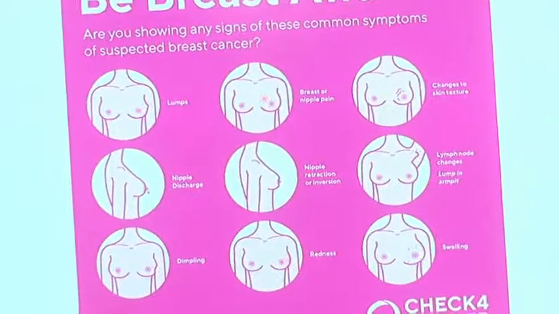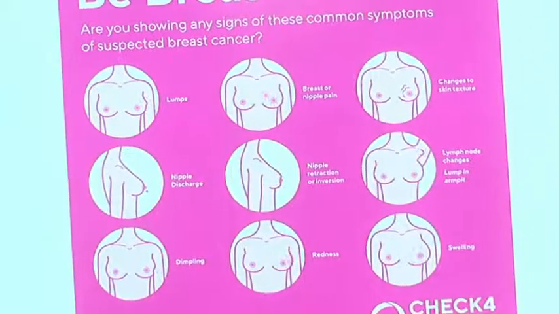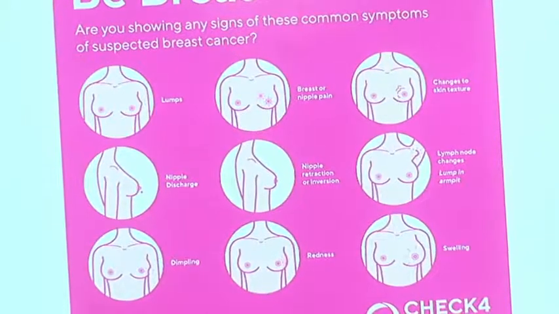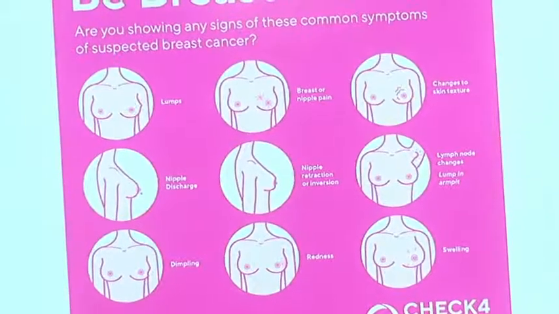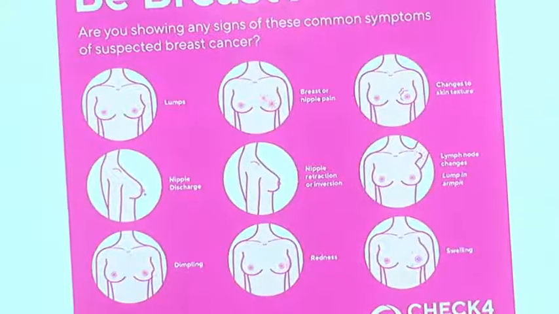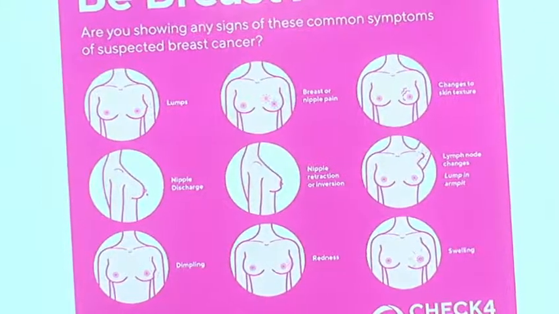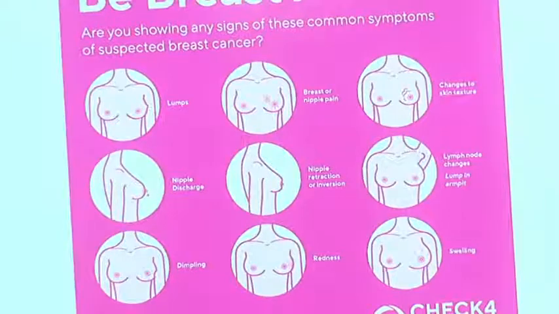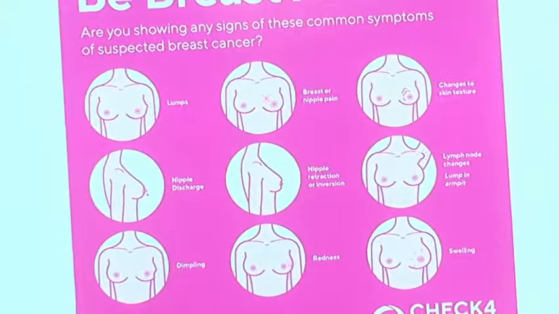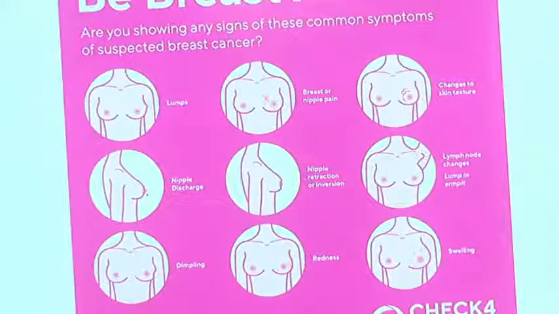The third one is nipple dimpling. I was talking about that part where it looks like an orange. The other one is breast pain. Can we repeat after me? Breast pain. The next one is nipple retraction, when your nipple is going inside. The other one is breast redness. And the other one again is swelling in the breast. Then changes in the skin or the texture of the breast.